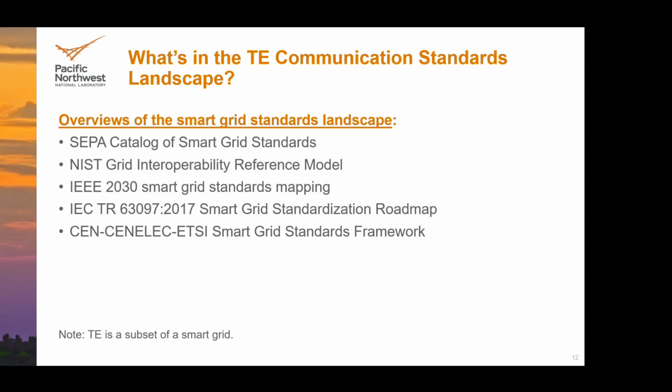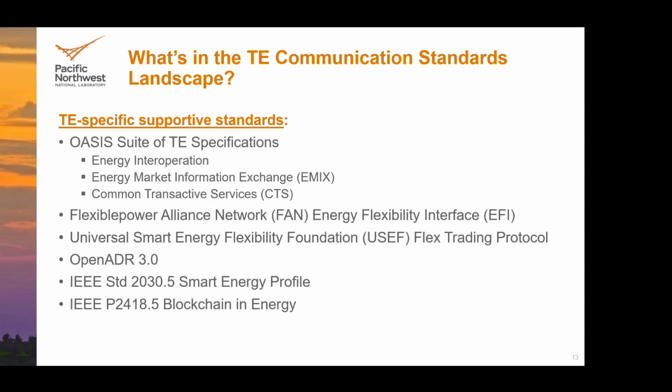First of all, the overviews of the smart grid standards landscape. You will recognize many of these. Time will not permit that I go into all of them, and I'm not nearly the expert on many of these that Steve is and was. But certainly all of those things are there in the SEPA catalog that was inherited from NIST and then SGIP: the NIST interoperability reference model, and all of the categorizations and cataloging of standards that NIST helped with in SGIP earlier, the 2030 model for smart grid interactions, the smart grid standardization roadmap of the IEC, and then the CENELEC ETSI smart grid standards framework. So these are existing. Some of them have become somewhat aged, but they are existing categorizations that we necessarily are inheriting from.